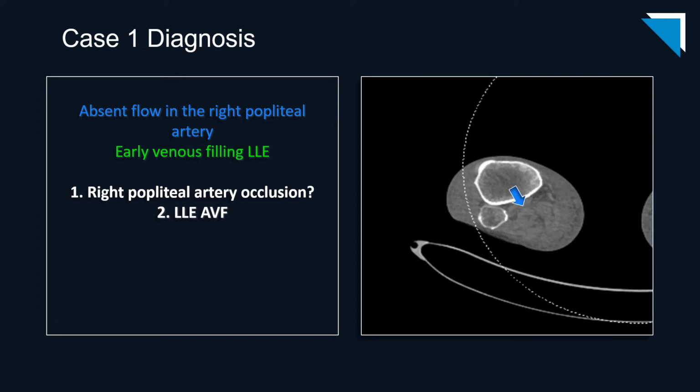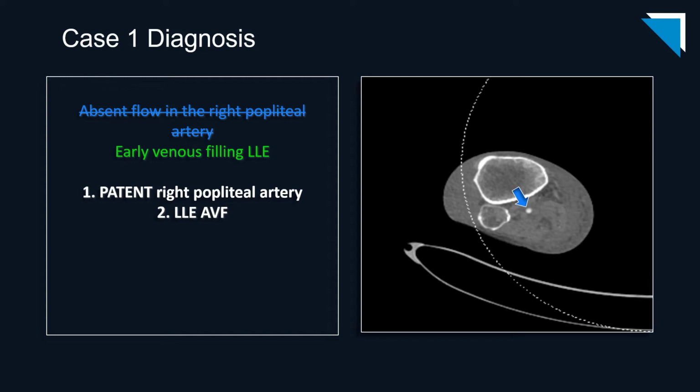So is the right popliteal artery in fact occluded? In fact, it is patent. So once again, another reminder to review every series of images the technologist submits for every study. We've talked about this in the past for PE studies where there are frequently thin cut series that will reveal pathology that was not as conspicuous on the thick cuts.